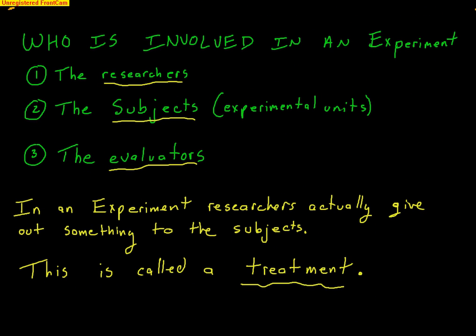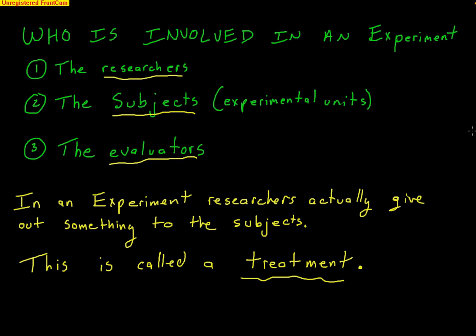So first thing I want to talk about here is who is involved in an experiment. There are 3 major groups of people involved in an experiment. First is the researchers. The researchers are you, right? I mean, you are the one creating the experiment. You are the one that knows everything. You're the one that organizes everything. Somebody has to be like the Wizard of Oz, right? The person behind it all. Okay, that's the head researcher.